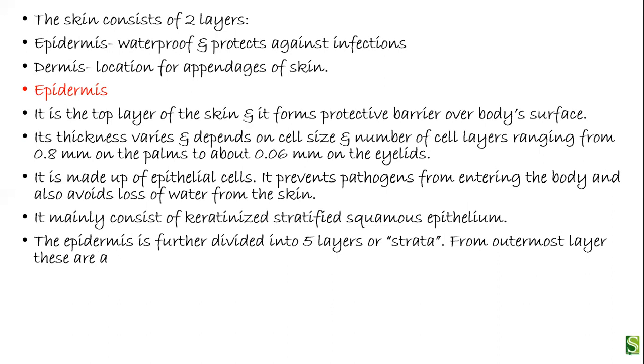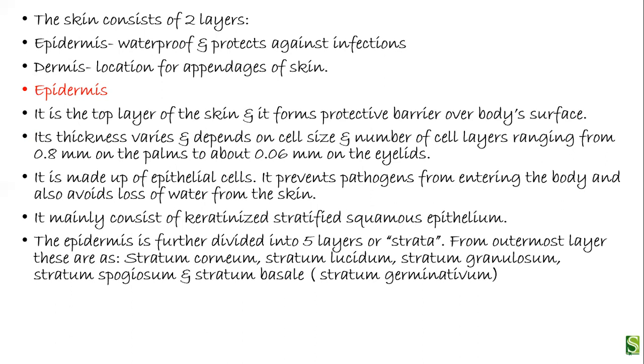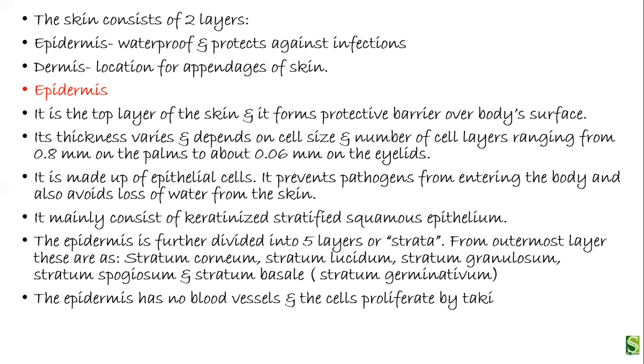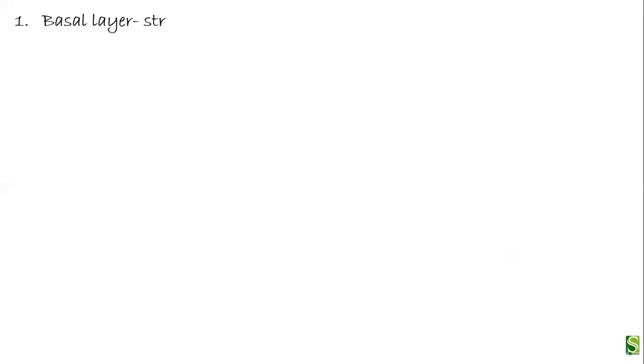From the outermost layer, these stratas are stratum corneum, stratum lucidum, stratum granulosum, stratum spongiosum, and stratum basale, which is also called stratum germinativum. Okay, so the epidermis has got no blood vessels and the cells proliferate by taking up the nutrients which diffuse from the dermis layer blood vessels. Now let us see the 5 layers of the epidermis.